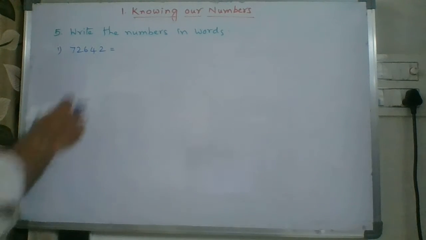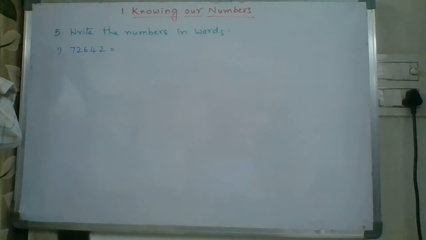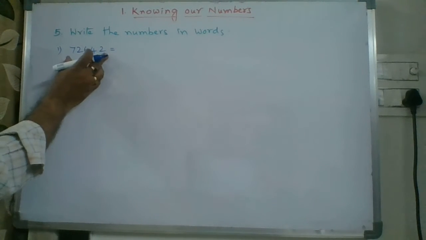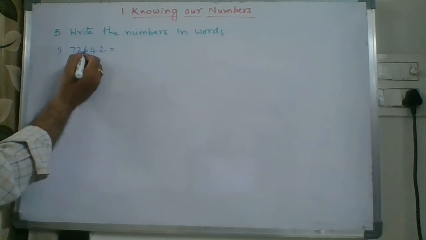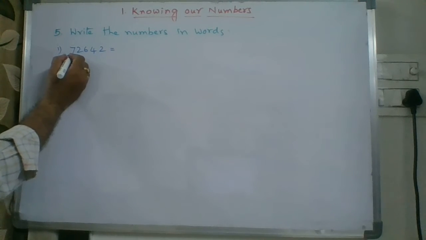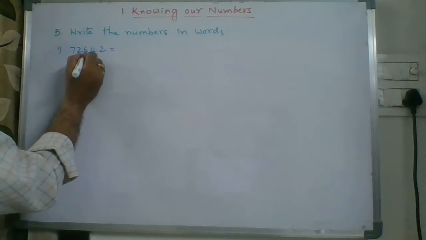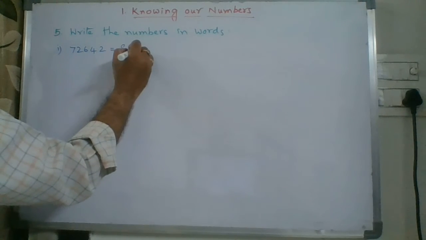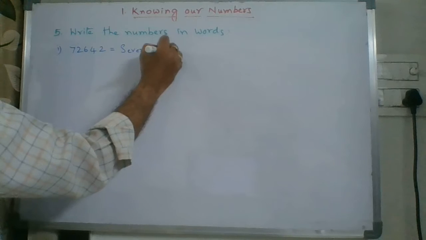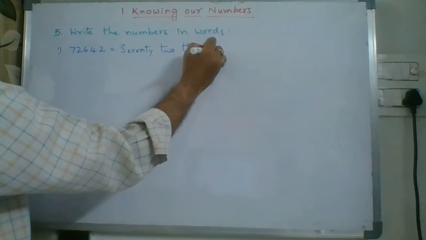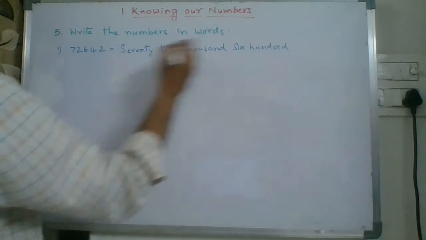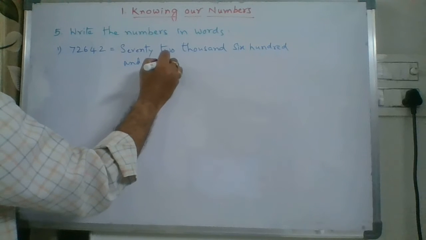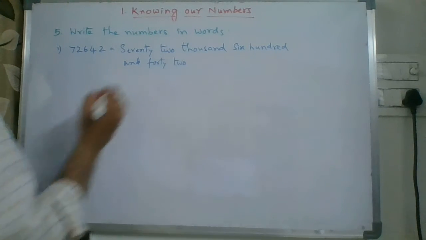Now the next question is write the numbers in words. You have already learnt in your earlier classes how to write the numbers in words. First read the number. It is ones place, tens, hundreds, thousands, 10,000. Therefore, this is read as 72,642. The same we write in words. Okay, next.